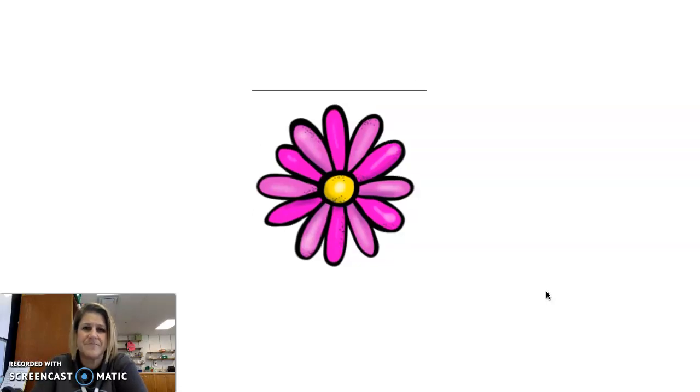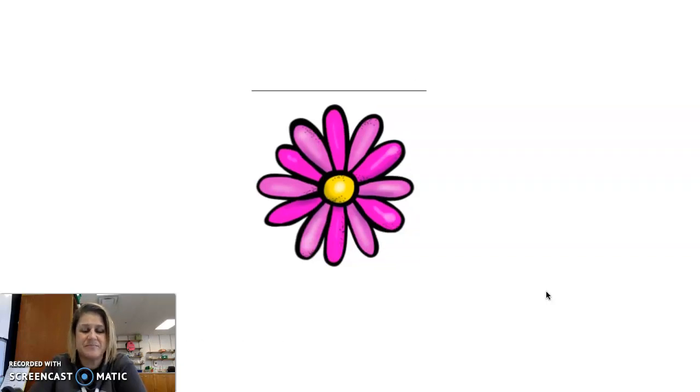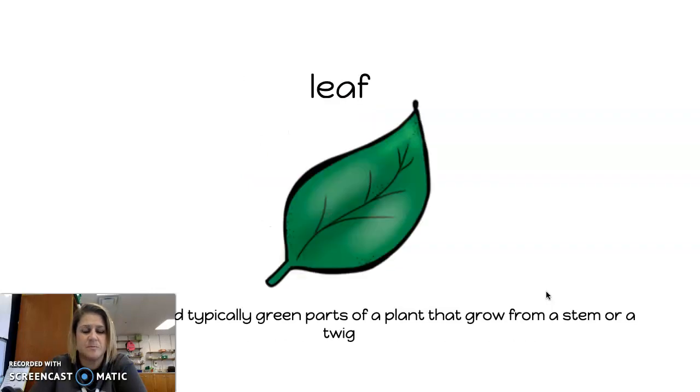Okay, what's this picture? It's a flower. Nice job. So this flower is pink. And what else do we know about flowers? Should we go back and check? It blooms for a short period of time, and this is where the fruit and the seed come from. So let's take a look. Nice job. Often brightly colored, usually lasts a short time, and the fruit or seed develops from this part. Awesome. All right, let's check our next word.